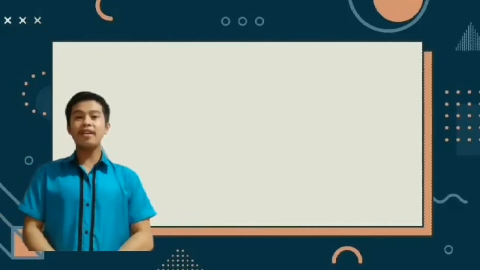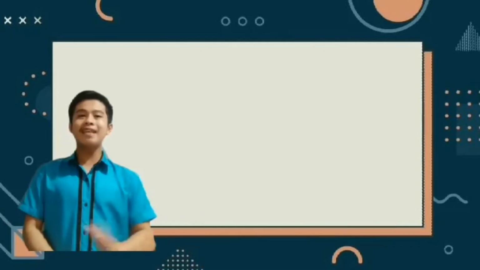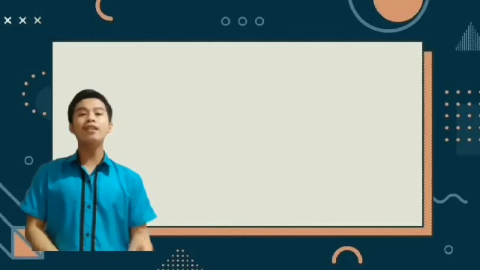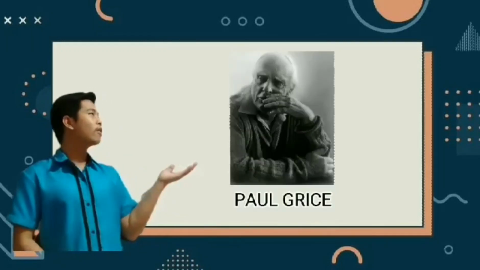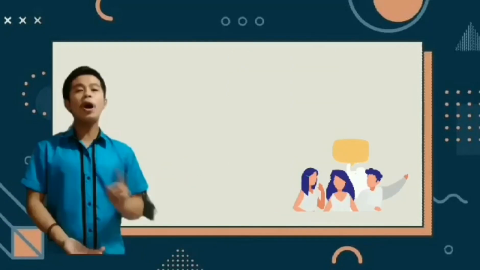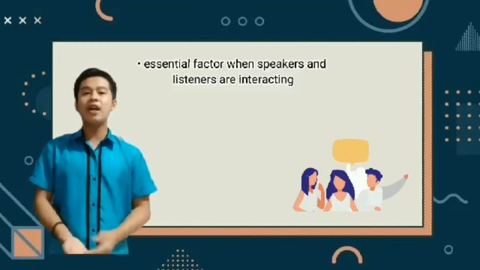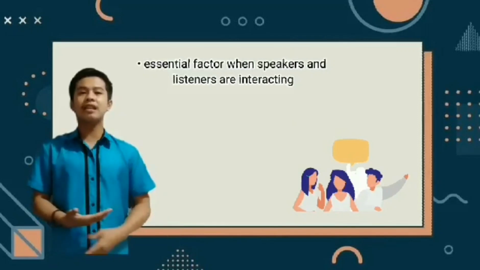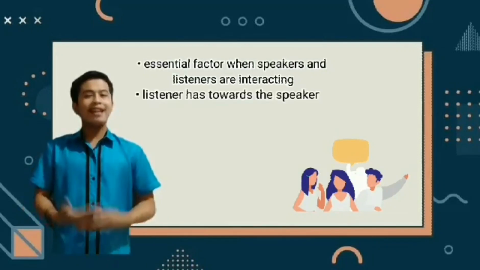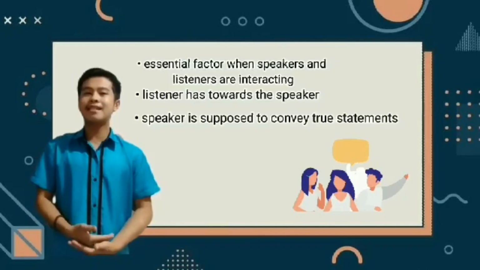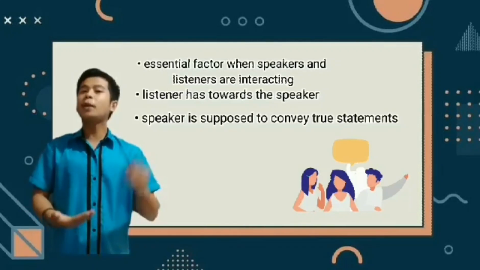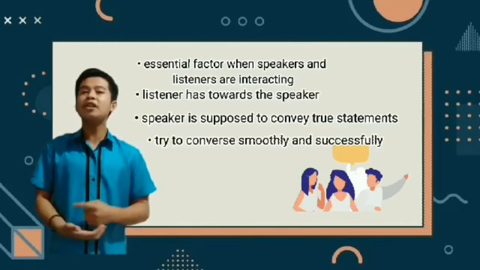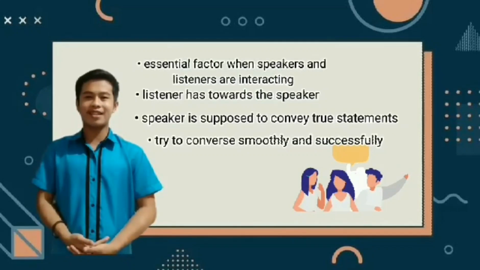Before we discuss the four areas of the cooperative principle, let's first discuss what the cooperative principle is. The cooperative principle was developed and proposed by the philosopher Paul Grice. Cooperation can be understood as an essential factor when speakers and listeners are interacting. In other words, it is the expectation that the listener has towards the speaker. The speaker is supposed to convey true statements and say nothing more than what is required. When people talk to each other, they try to converse smoothly and successfully. Cooperation is the basis of successful conversations.